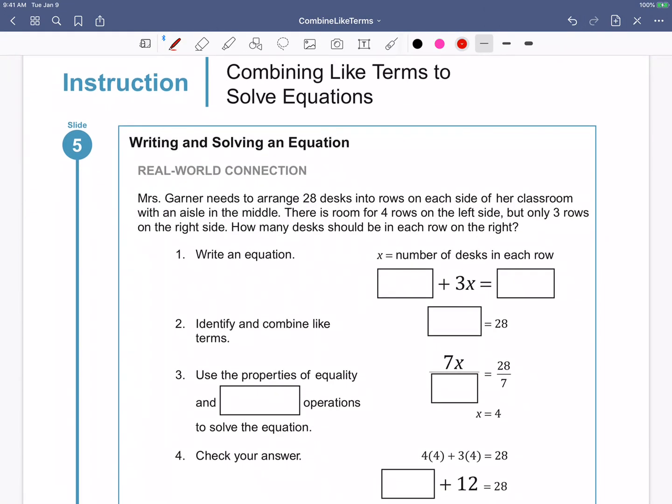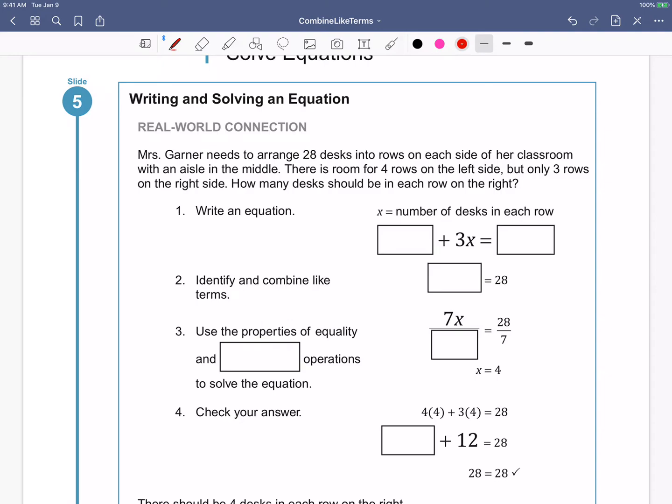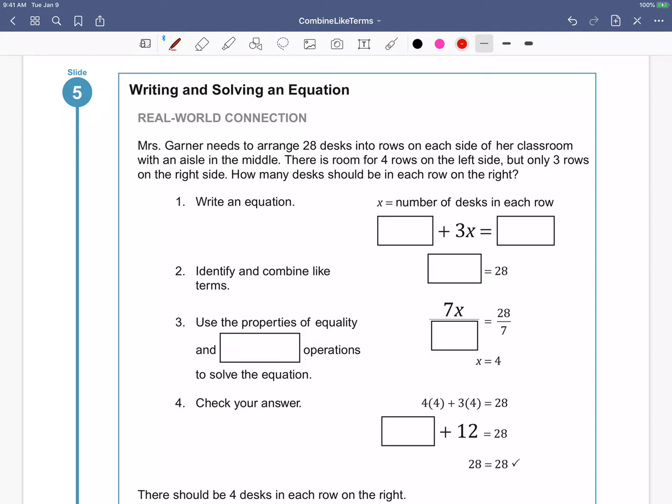Next one. Combining like terms to solve equations. Again, writing and solving an equation. So this is when we have our word problems, right? So remember what I told you. The first thing you want to do in a word problem is make note of all the numbers. So Mrs. Garner needs to arrange 28 desks into rows on each side of her classroom with an aisle in the middle. There is room for 4 rows on the left, but only 3 rows on the right. How many desks should be in each row? Right? And I'm actually going to highlight my question in a different color. How many desks should be in each row on the right?